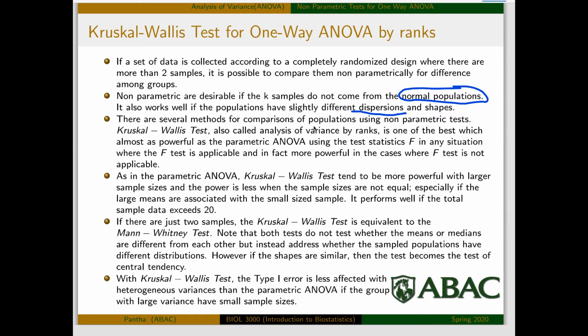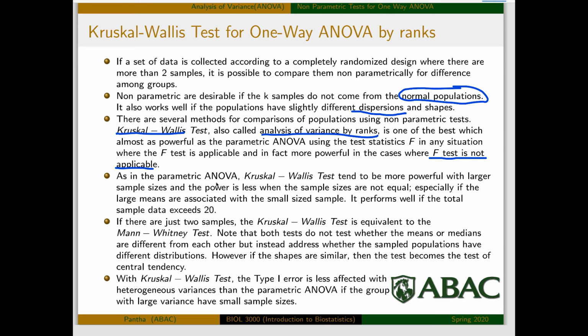There are several methods for comparison of populations using non-parametric tests. The Kruskal-Wallis test, also called the analysis of variance by ranks, is one of the best, almost as powerful as parametric ANOVA using the test statistic F in any situation where the F test is applicable, and in fact more powerful in cases where the F test is not applicable. If the F test is applicable, both of them will give you similar results. Sometimes the F test is not applicable, meaning if the variances are very unequal, or if the population is very non-normal and the sample sizes are not equal. In that case, the Kruskal-Wallis test is applicable.